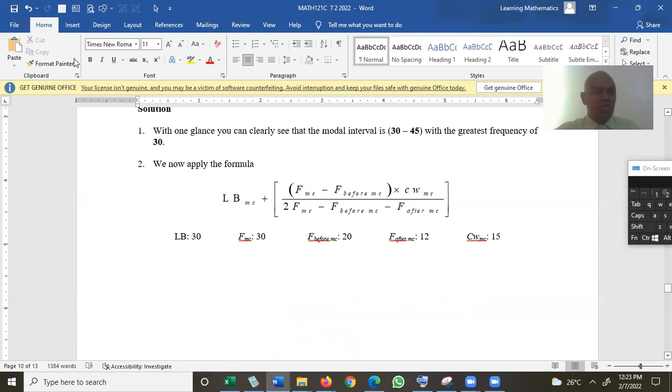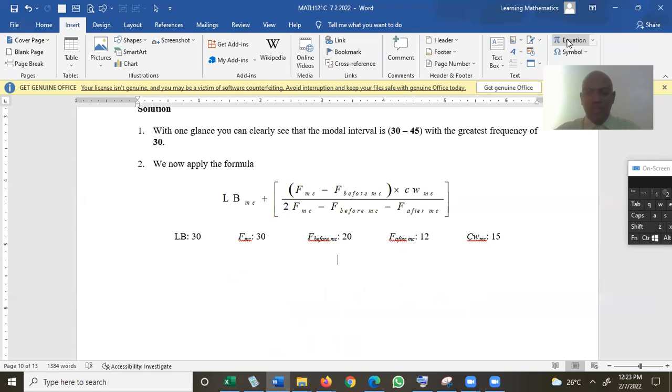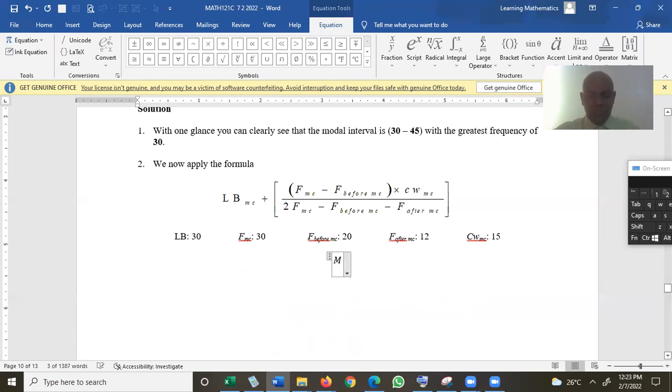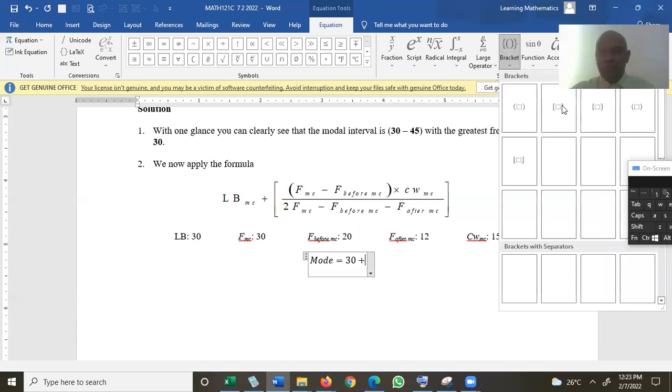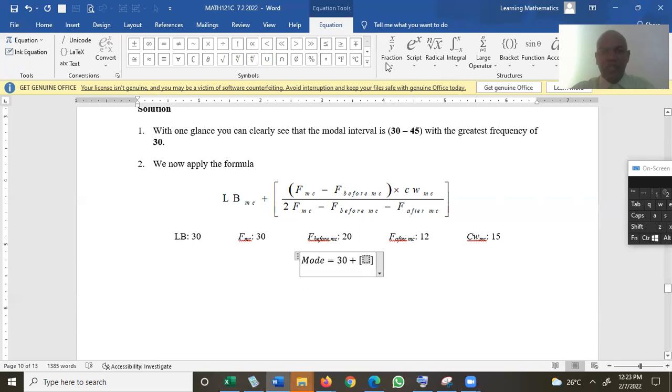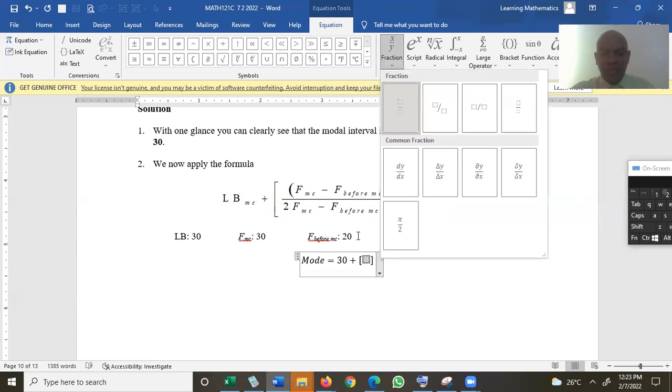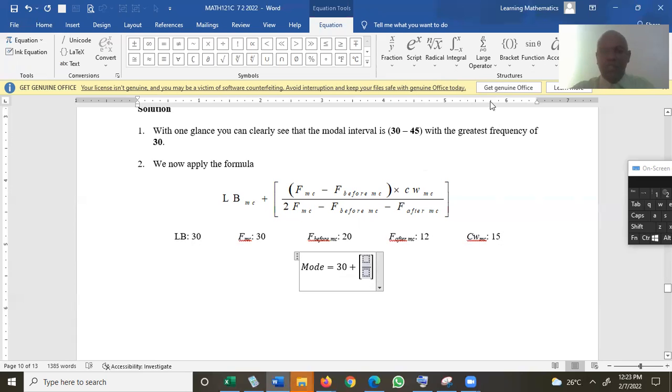Let's go to insert, let's go to equations. What we want is the mode is equal to the lower boundary of the modal class, which is 30, plus, we have a square bracket. Let's open a square bracket, and then we have a numerator and denominator. Let's put that there. Then we have a curved bracket.